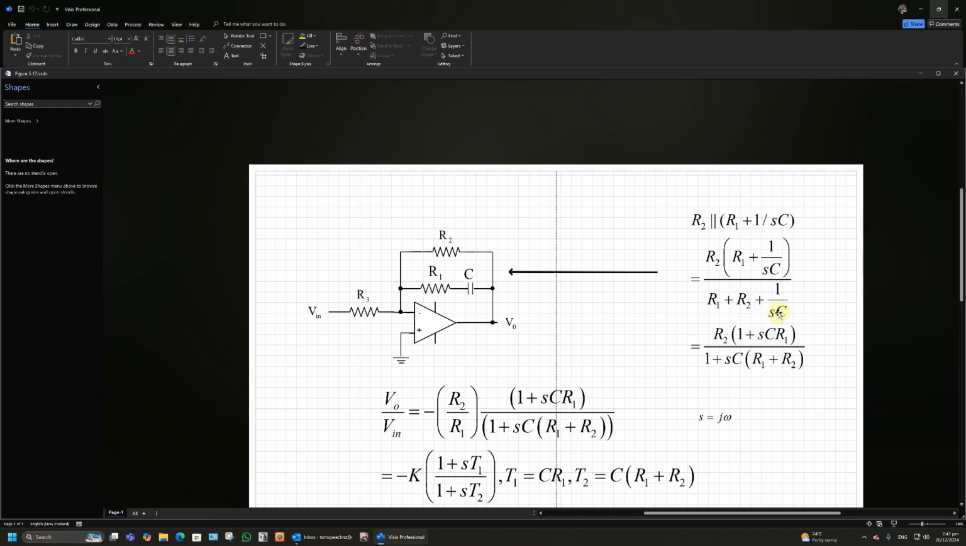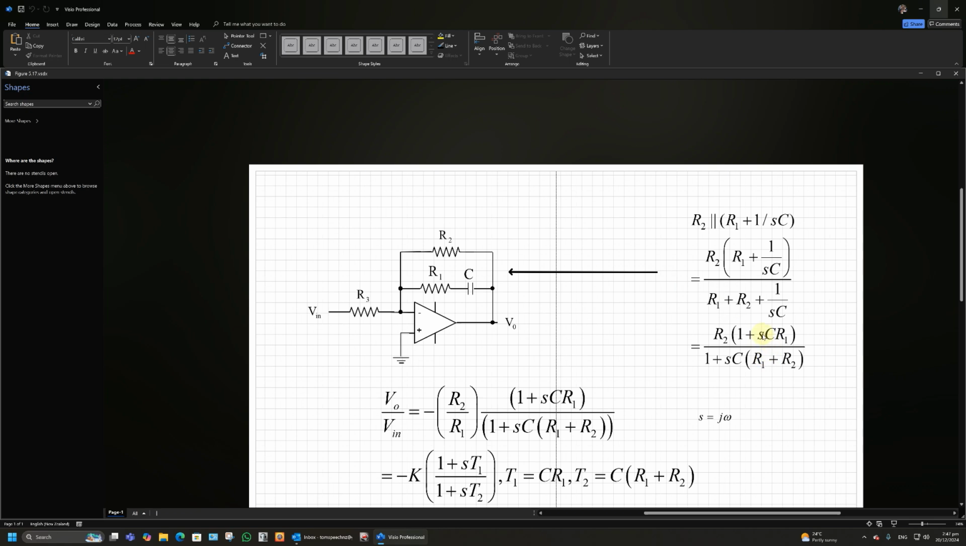And multiply. This is where a lot of students used to have difficulty. Multiply the numerator and the denominator by SC, and this disappears, and you get 1 plus SCR1 on the top, the numerator, and then on the denominator 1 plus SC in brackets R1 plus R2. So that's that whole impedance written in terms of S. And remember, S is equal to j omega, where omega is the frequency. So at low frequencies, DC, it's just R2, which is what you'd expect, because when DC comes in here, that capacitor is open circuit. At high frequencies, however, that becomes like a short circuit, and you get two resistors in parallel.